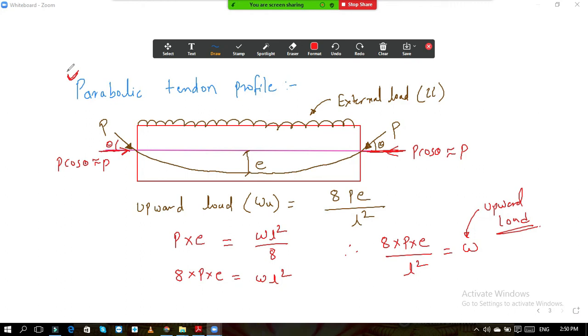In examination, a numerical on parabolic tendon is generally not asked. Even on the bent tendon it is not asked. Still, if in the examination you get a numerical on parabolic tendon, then you just calculate the upward load by using the formula 8PE upon L square. But remember that this E is the eccentricity from the neutral axis.